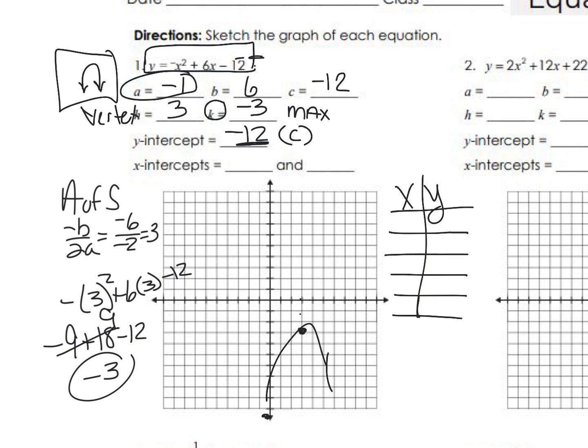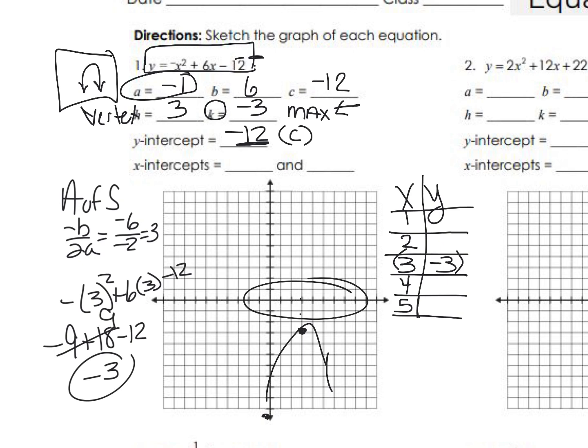So what you're going to do after you've found your vertex here, you're going to take it and put it in the middle. So 3, negative 3, that's my x and y. That's my ordered pair, right? So I'm going to need some x values. So I'm just going to go backwards and then go forwards. That way I'm getting some points that are in the area around my vertex.